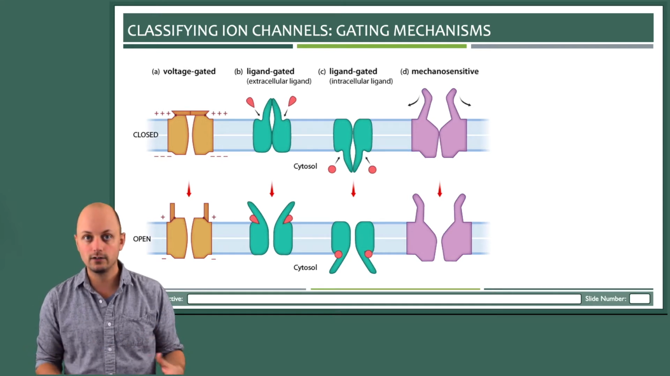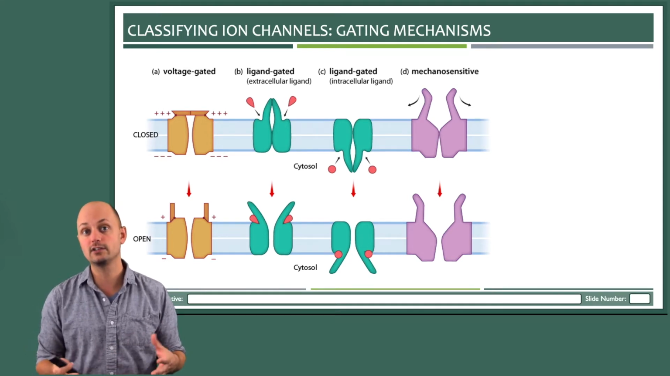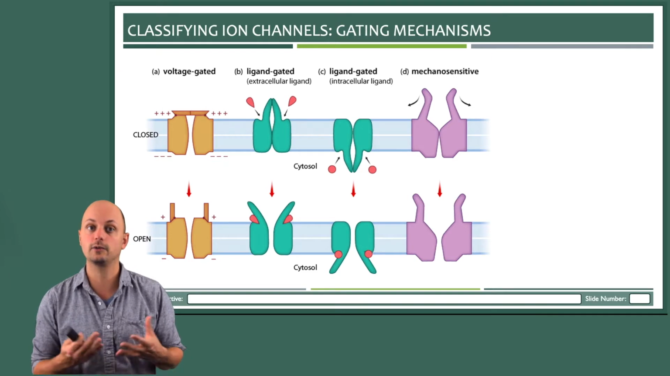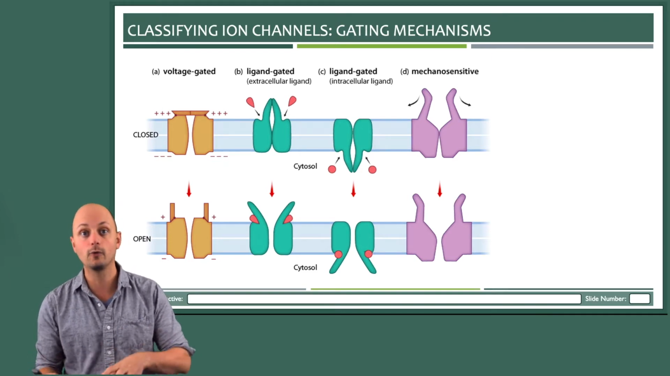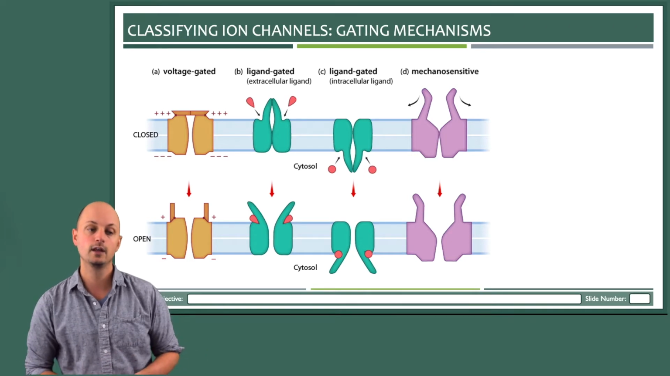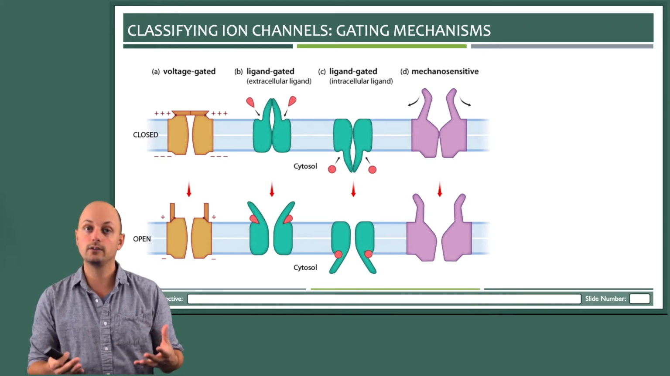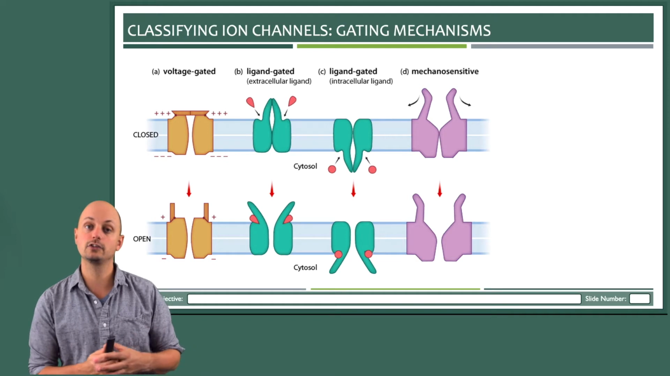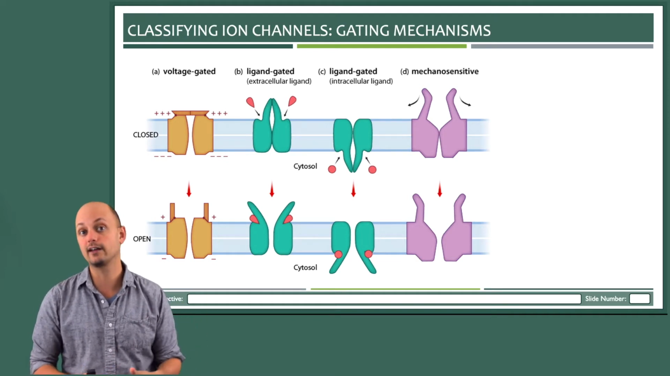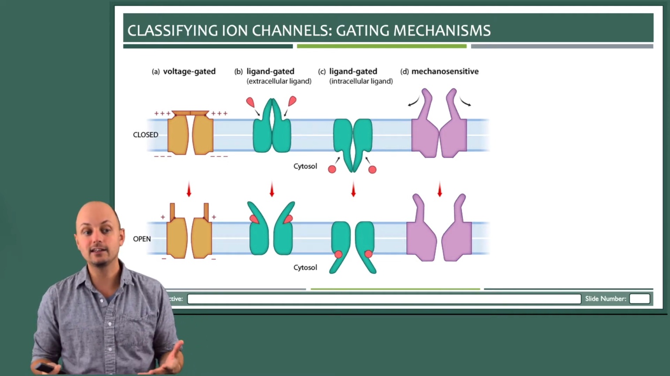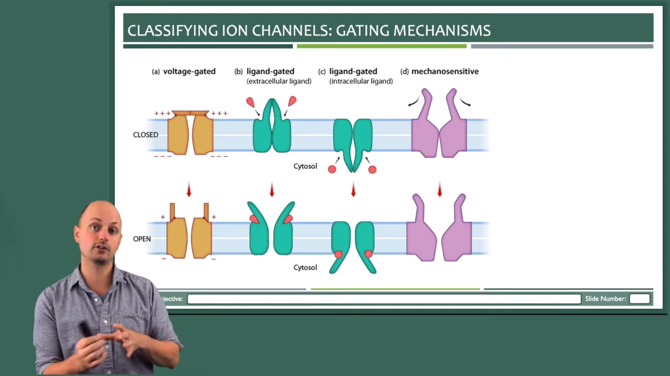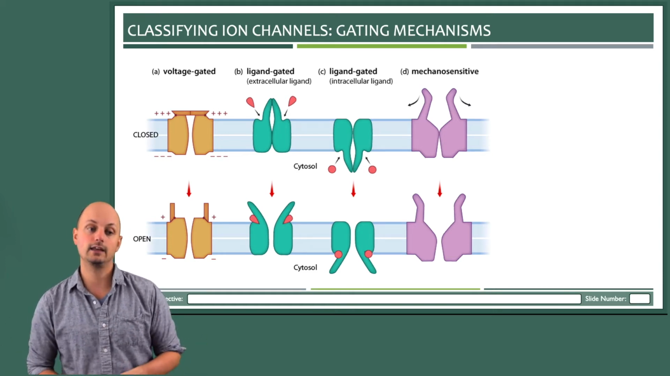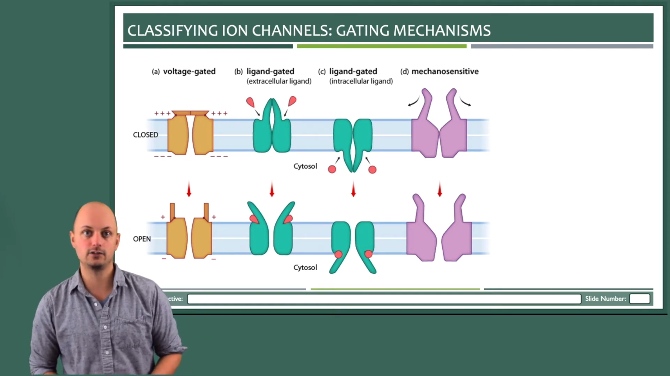Now, some ion channels can open based upon changes in the charge environment across the plasma membrane. Those are known as voltage-gated channels, and we're going to talk a lot more about them in our membrane potential unit. Other channels are opened or closed when chemical messengers bind to the inside or the outside of the cell. And lastly, some ion channels can be opened based upon changes in the physical structure of the cell. And those are known as mechanically gated ion channels.